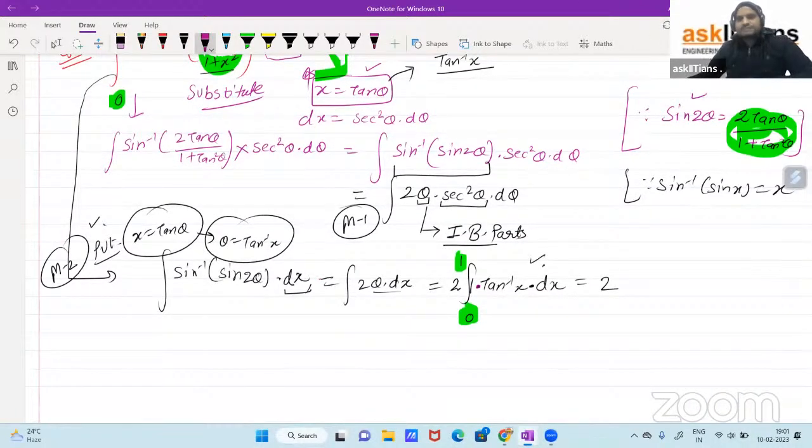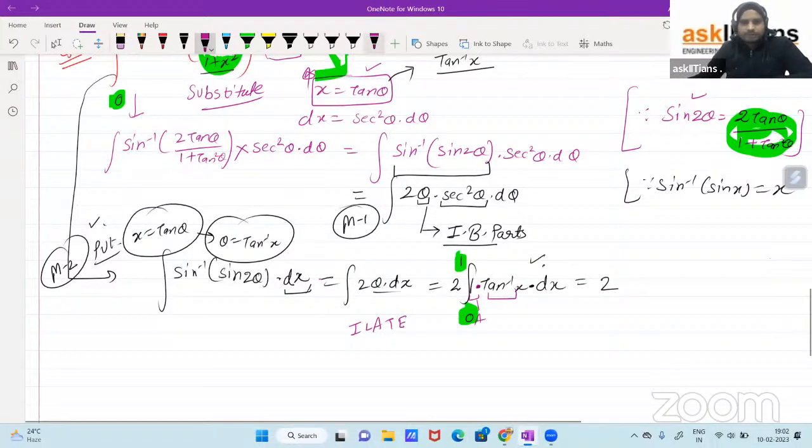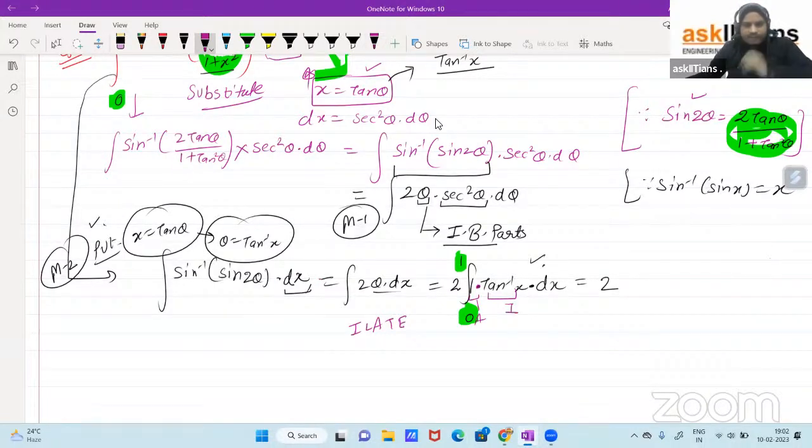So which one would be the first and which one would be the second function? ILATE rule, you know. This is your algebra, and tan inverse x will be your inverse. Which comes first in ILATE? I. So tan inverse x will be your first function, and this will be your second function.